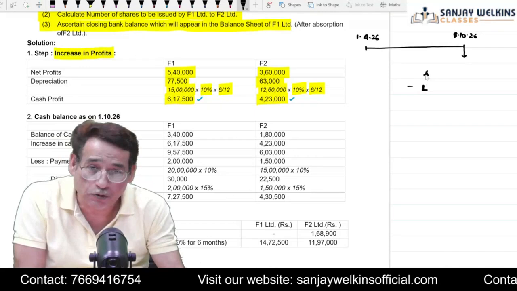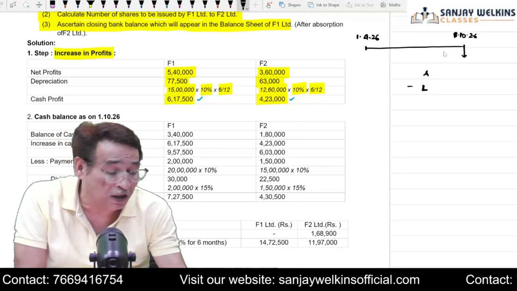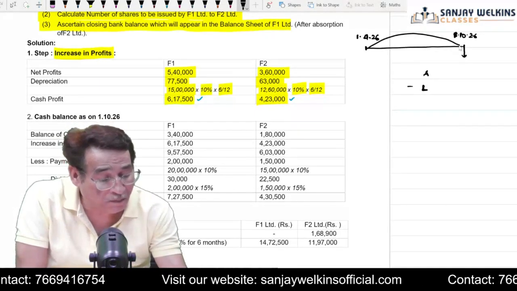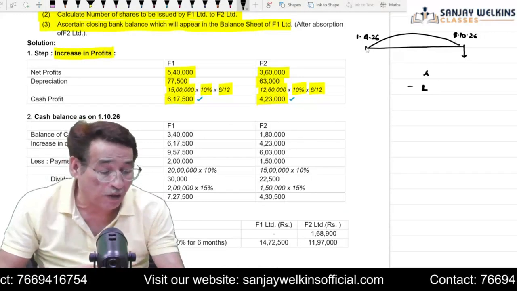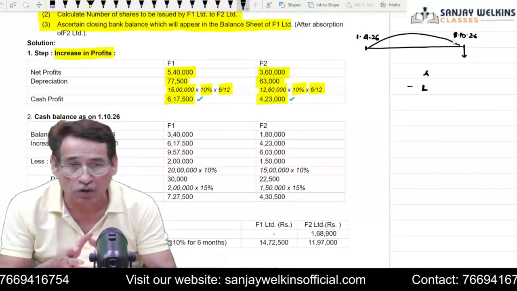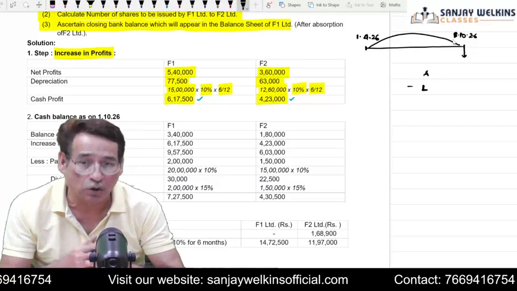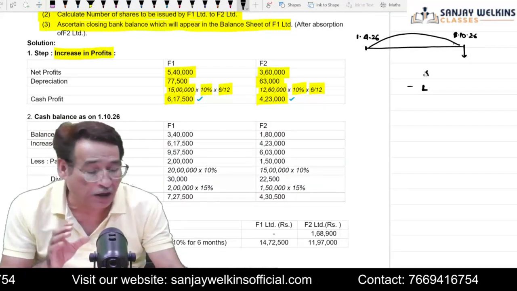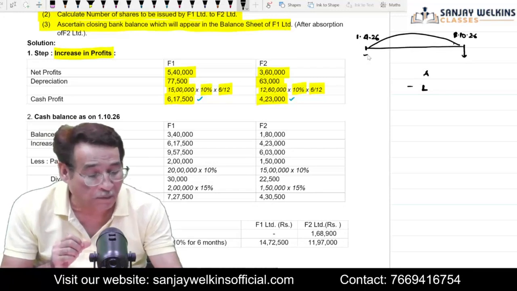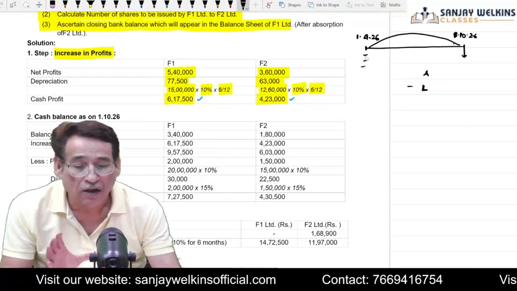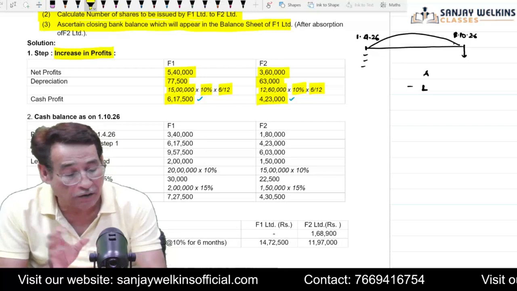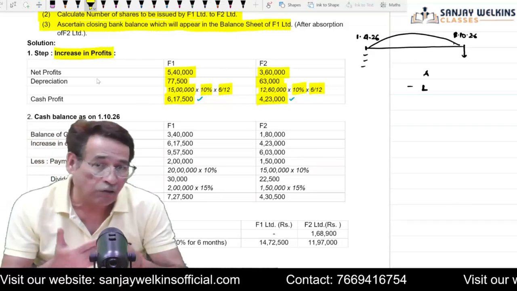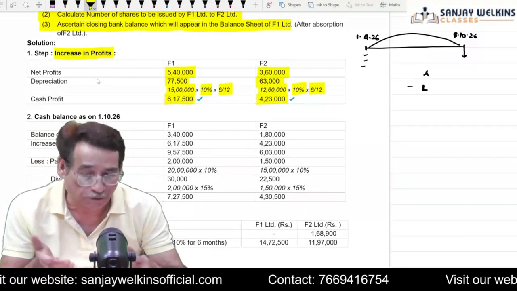In order to compute the intrinsic value of share on this date. The problem is that some transactions have taken place from this particular date to this particular date. So I will have to incorporate those transactions, because those transactions could affect some items of your balance sheet which are appearing on this particular date. For example, in this question, whatever cash balance is there will also get affected. Why it will get affected, I will let you know.